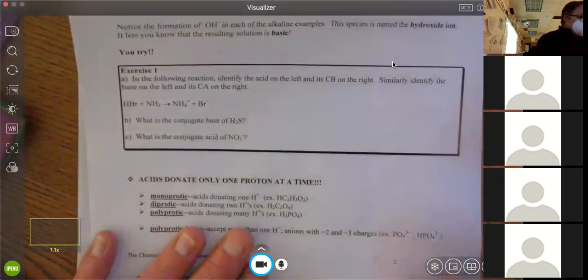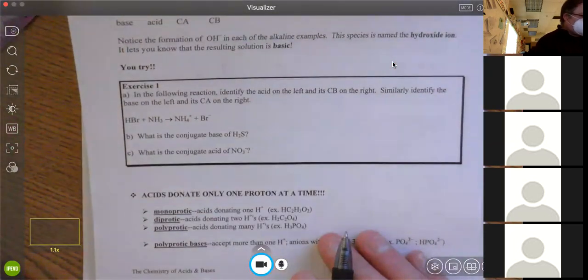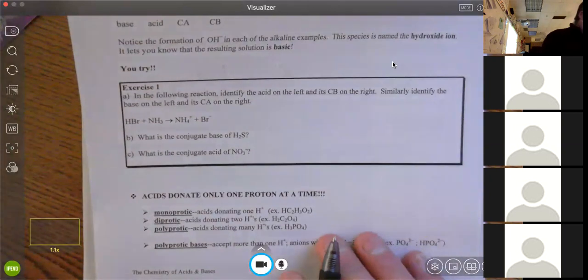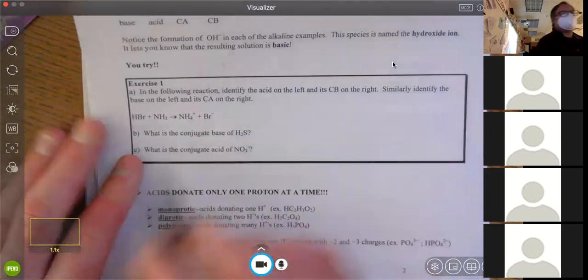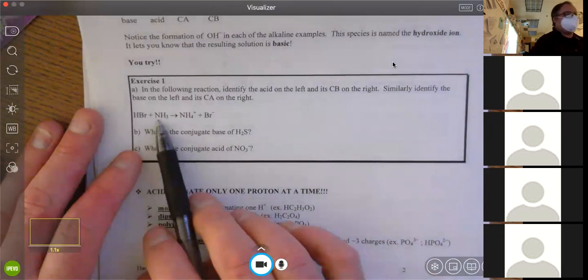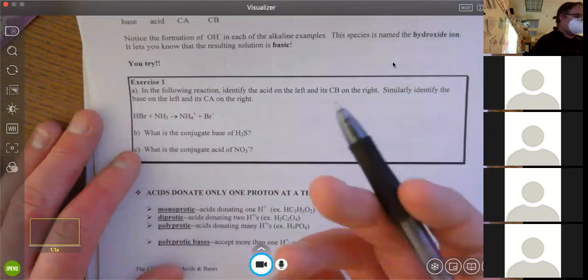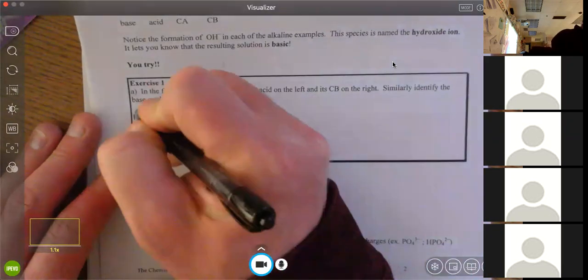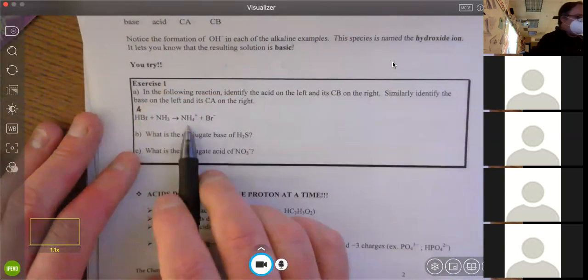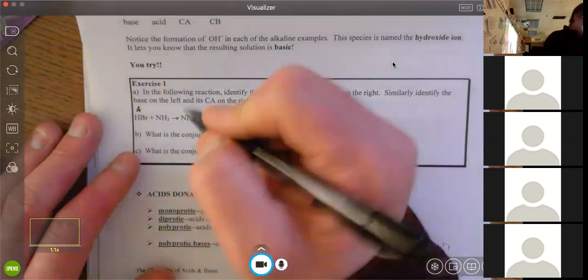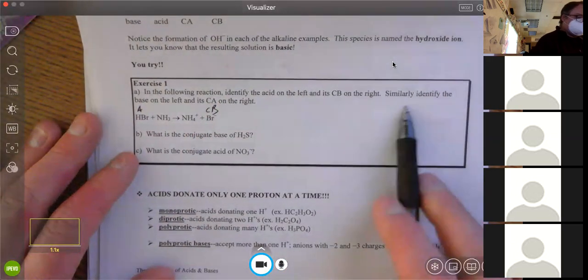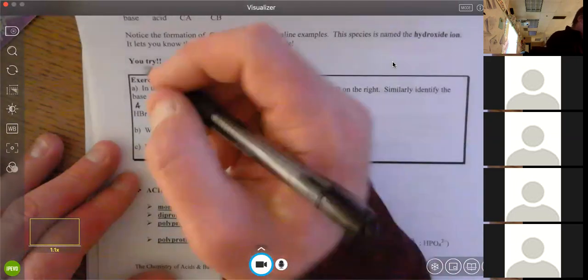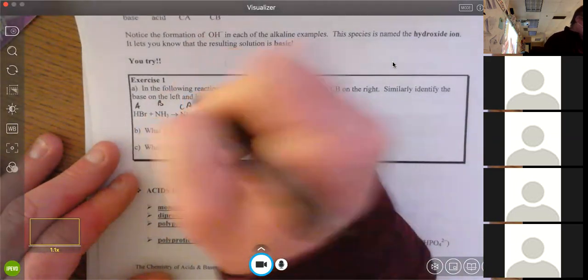So you try. In the following reaction, identify the acid on the left and its conjugate base on the right. So which of these substances is acting as an acid, HBr or NH3? Great. Put a little A there. And that makes this Br negative its conjugate base. And it's funny, that's all it asks. Oh, no, then it says similarly identify the base. So then we would know this is the base, this is the conjugate acid.